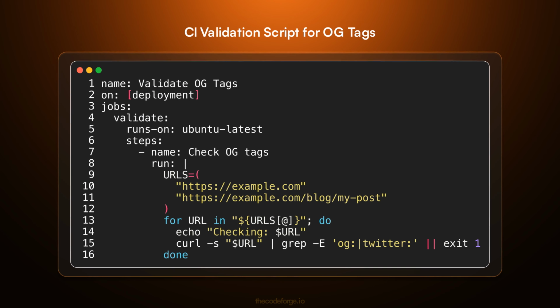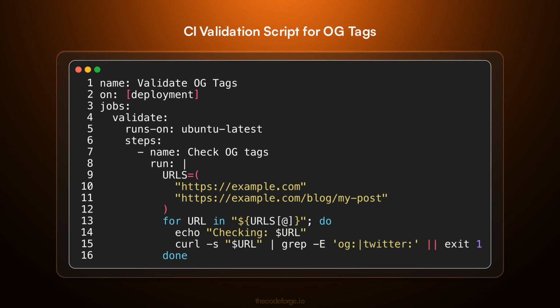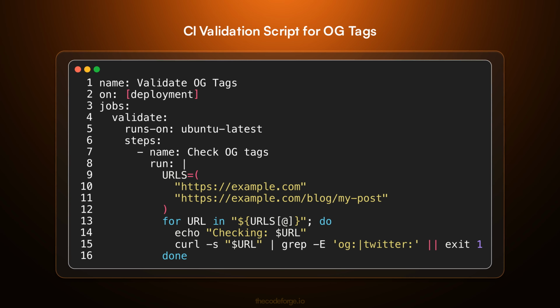The article mentions automating validation in CI, but doesn't provide a concrete script. Here's a GitHub action step that checks OG tags on critical routes using curl and grep.